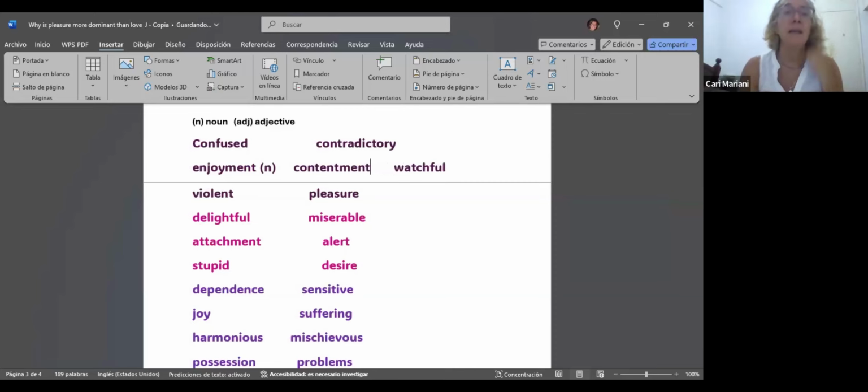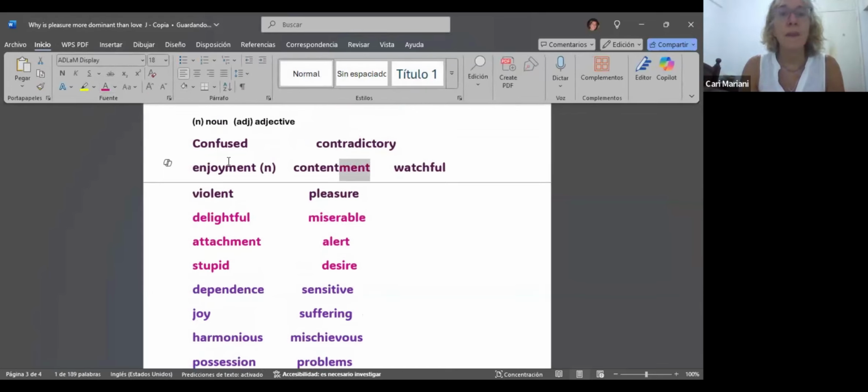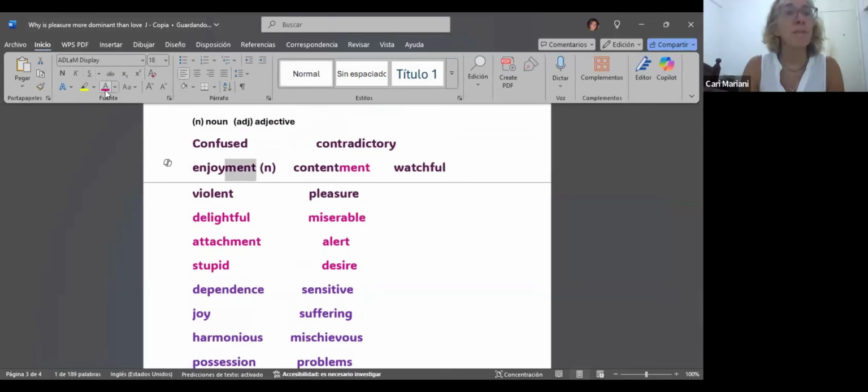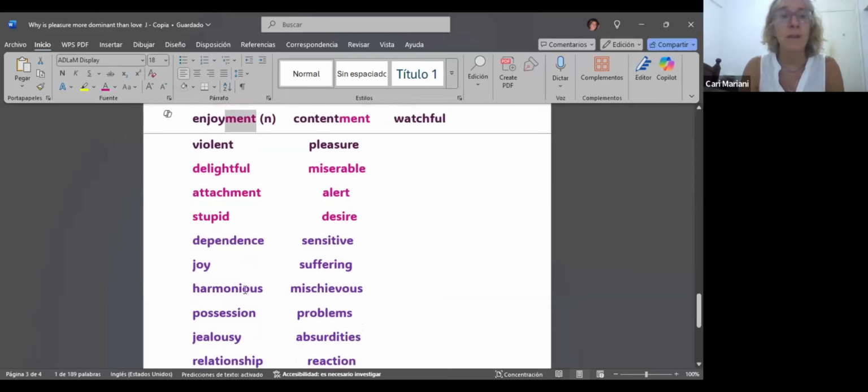There are other words like that, but usually if the word ends in -ment, it's a signal that it is a noun. So, what are other words? Harmonious. Harmonious, very good. And harmonious, is it a noun or an adjective? An adjective. Very good, an adjective.